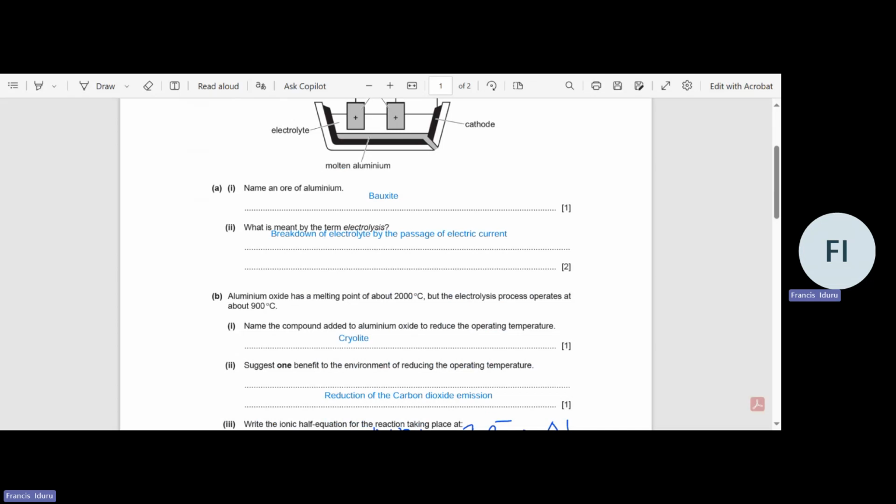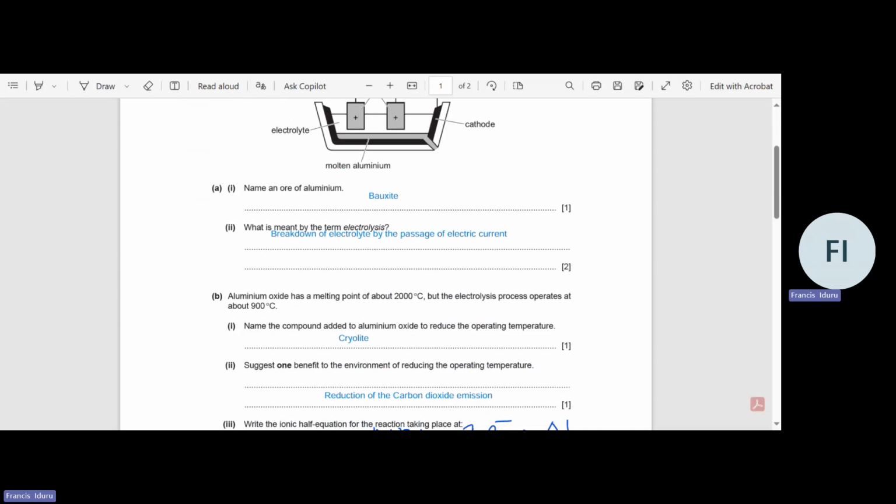The rate at which the carbon is replaced is also reduced, because chemical reactions go at a faster rate at a higher temperature. Now that the temperature has been reduced from 2000 to 900, the operating cost has been reduced. So the addition of cryolite saves the energy cost of the process.